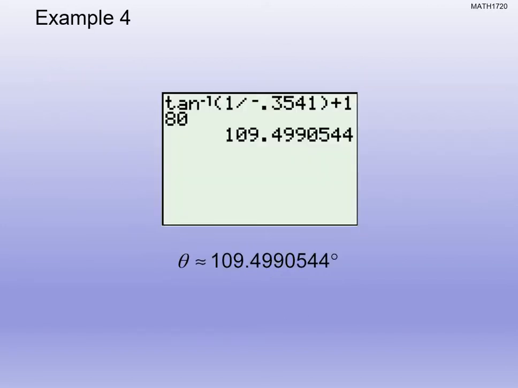Tangent inverse of 1 divided by negative 0.3541, making sure that we're keeping parentheses. If you don't put the argument in parentheses, you're going to get the wrong value, so you really have to remember to do that. And then plus 180, so that puts us in the correct quadrant. You should approximately get theta to be 109.5 degrees.